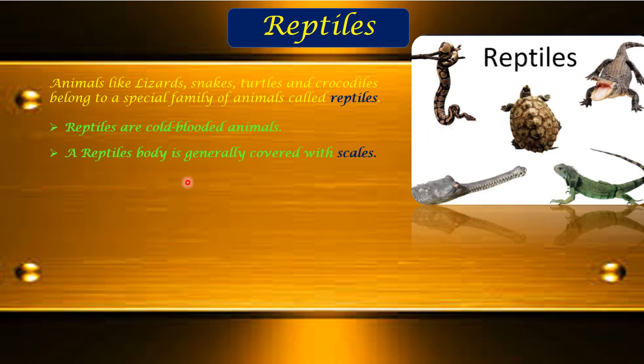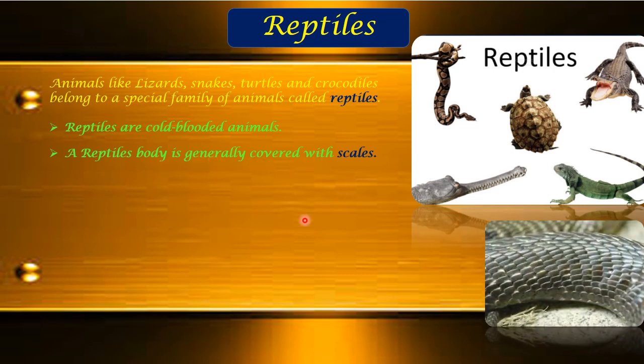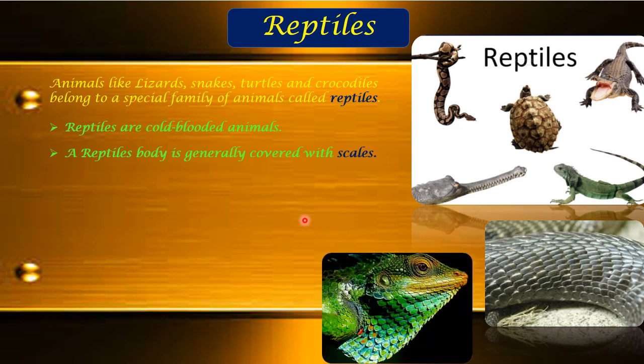Next, a reptile's body is generally covered with scales. Look at this picture, you will get an idea. See the body of the snake: this kind of structure we call scales. You might have a question: even in fishes you might have seen scales. Yes, but their living condition is entirely different from these reptiles. These animals do not possess gills; they possess lungs for the breathing process. So based upon the different features an animal has, they are categorized into different categories. We should be able to understand that.